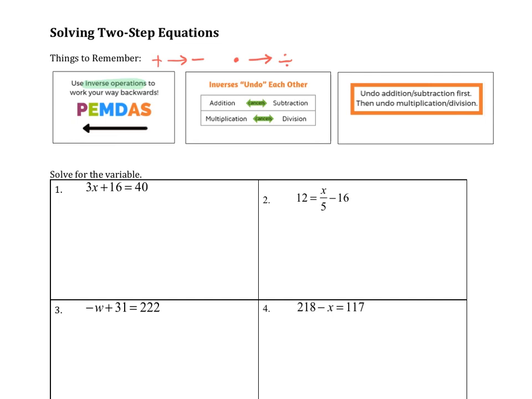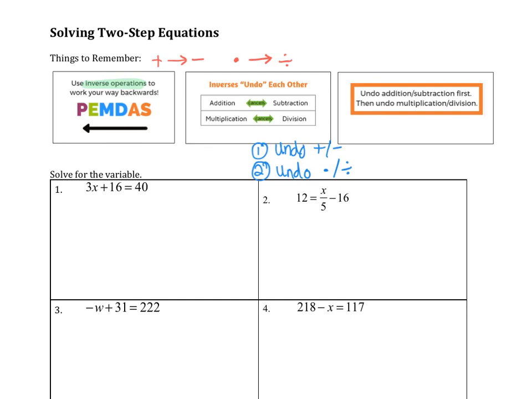And then what you're going to do is undo addition and subtraction first, then you undo multiplication and division. So undoing something is obviously doing the opposite operation. These are important things to remember, right? So when we solve these equations, it's a two-step equation, so we're going to do two steps. The first step is to undo adding or subtracting. The second step is to undo, or do the opposite of, the multiplying or dividing. Okay? So watch how it looks in the first example.